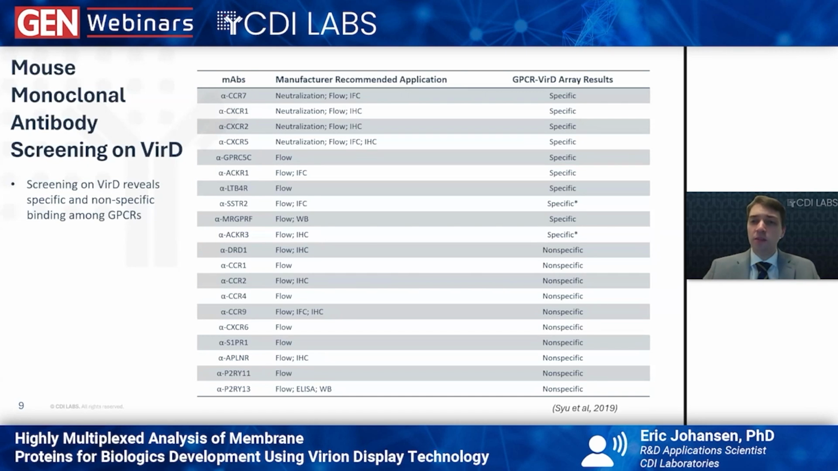And this highlights one of the more powerful uses of the technology in which we can do both positive screening against our intended GPCR target, but also counter screening against those targets that we may not think will bind, but are showing as a strong nonspecific binder.